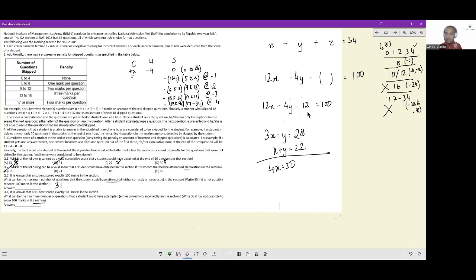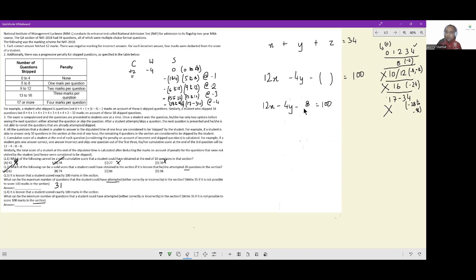Let us go one further back. Let's look at 10 then. For 10 skipped, you get minus 8. Additionally, 3x minus y and x plus y will also change, and 4x will also change. 3x minus y will turn to 27. X plus y, since 10 have been skipped, will turn to 24. 4x will turn to 51. Then both these cases have become untenable.